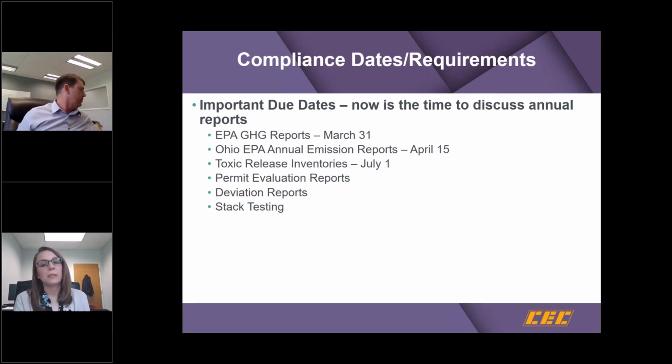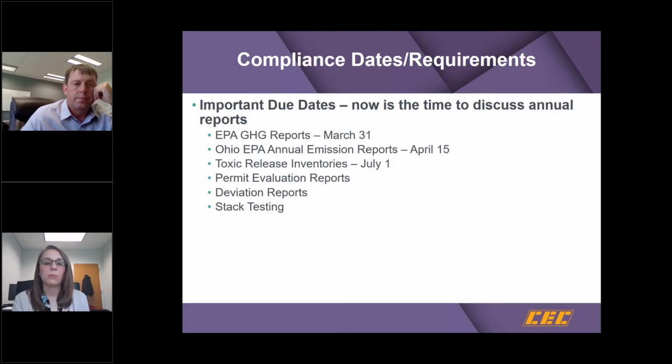Okay, now this is the compliance side of things. So obviously there's going to be periodic and annual requirements once you receive your permit. These are just a few of them. The GHG reports are due on March 31st of every year. So for your large sources of GHG emitters, your reports are usually due about March 31st or so. And then your annual emission reports are due on April 15th. And then same with toxic release inventories. Those are going to also be for larger sources. And those are on July 1st.